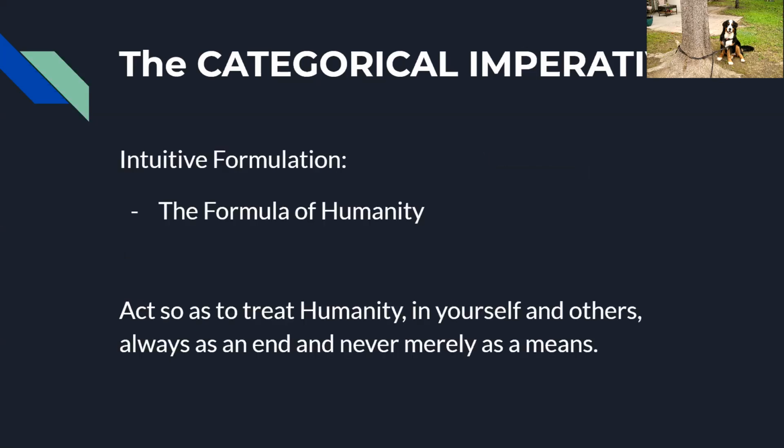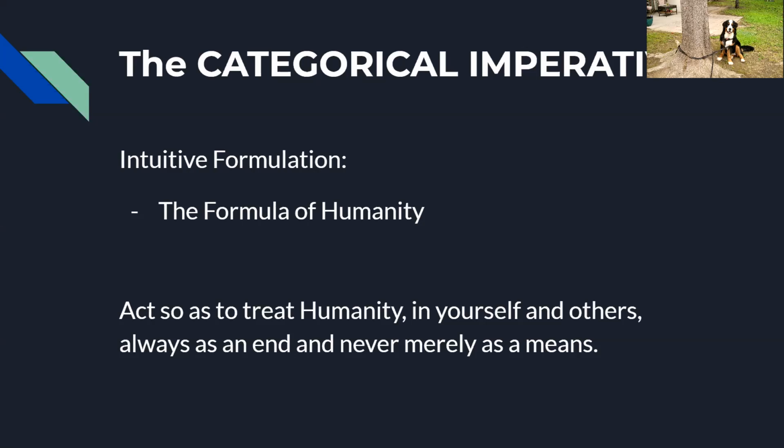A more intuitive formulation, and one that I'm going to talk about for a second longer, is what we call the formula of humanity. And the formula of humanity is actually, I think, the more plausible formula when it comes to thinking about Kantian ethics. The formula of humanity says this: act so as to treat humanity, wherever you see it, in yourself and in others, always as an end and never merely as a means.